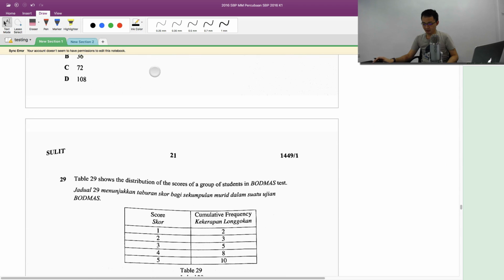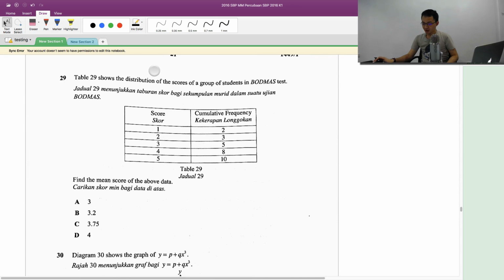Okay, so let me move on. 29. Table 29 shows the distribution of the score of a group of students for the math test. Alright, so this is a cumulative frequency. They ask you to find the mean. For the mean we cannot use the cumulative frequency, so I will actually do a frequency by myself. Maybe I write on the top here, I call here frequency.